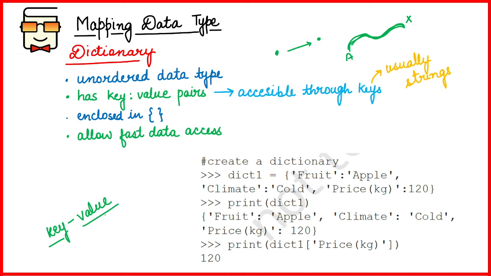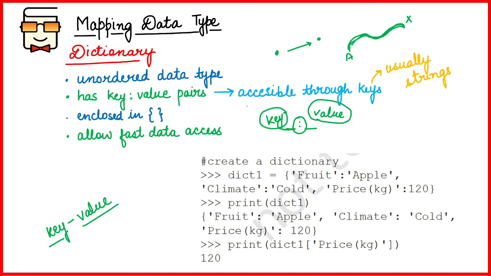So a dictionary contains pairs, and each pair has two values, and the values are separated by a colon. The value on the left hand side is known as key, and the value on the right hand side of the colon is known as value. So with each key, a value has been mapped.